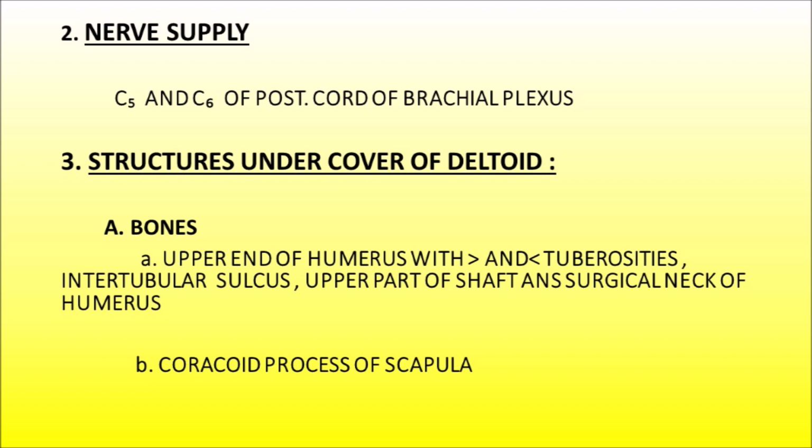Let us start with the bones. Upper end of the humerus with greater and lesser tuberosities, intertubercular sulcus, upper part of the shaft and the surgical neck of the humerus. The second one is the coracoid process of the scapula.